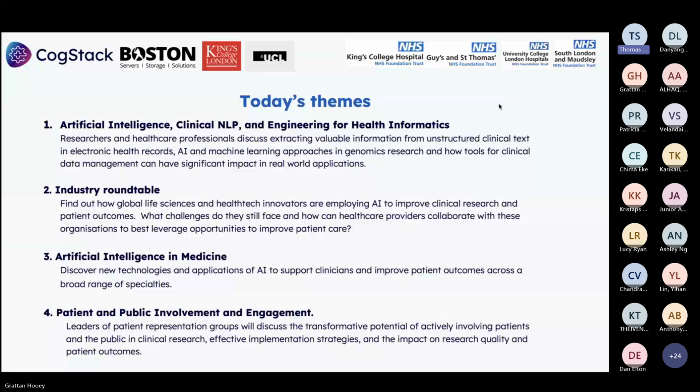Then we'll have an industry roundtable where we'll be discussing with various industry leaders about how they're using AI to improve clinical research and patient outcomes and the kind of challenges that they face. And then we'll move on to a session this afternoon on AI in medicine, where we'll have a number of researchers talking about various technologies and applications of AI to support clinicians and improve patient outcomes. And this will be covering exemplars, use cases in a range of different specialties.